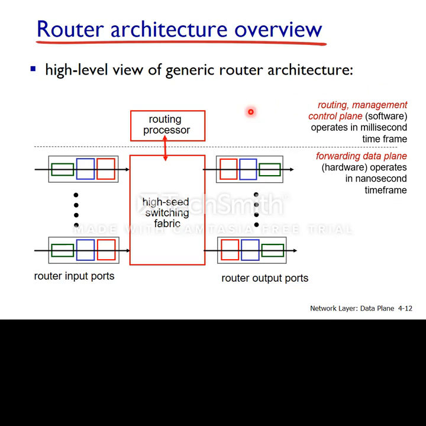Now, the routing processor will implement the routing management control plane, and typically this is implemented in software and it operates on the scale of milliseconds. The forwarding data plane is typically implemented in hardware and it operates on the order of nanoseconds. So the routing processor will compute forwarding tables and then push those down to the router input ports. And those tables are then consulted to determine where the packets go when they come in.